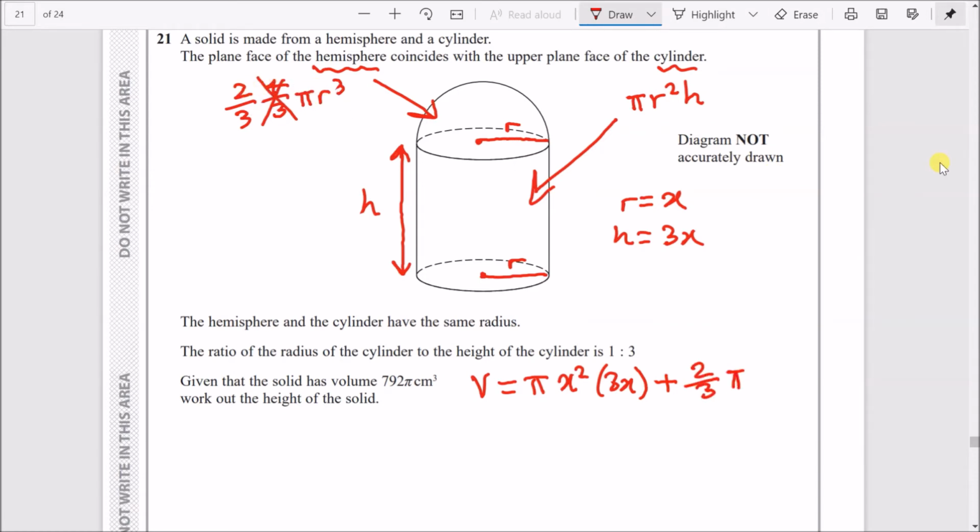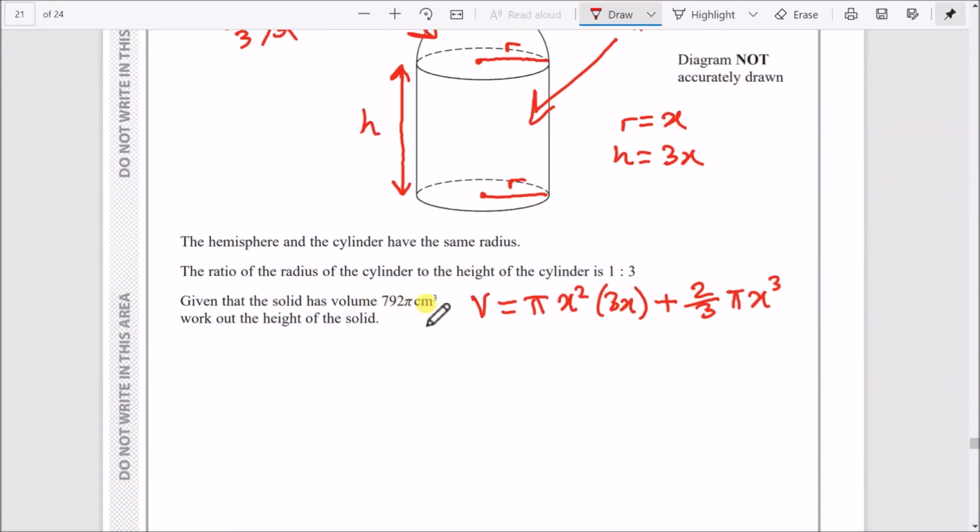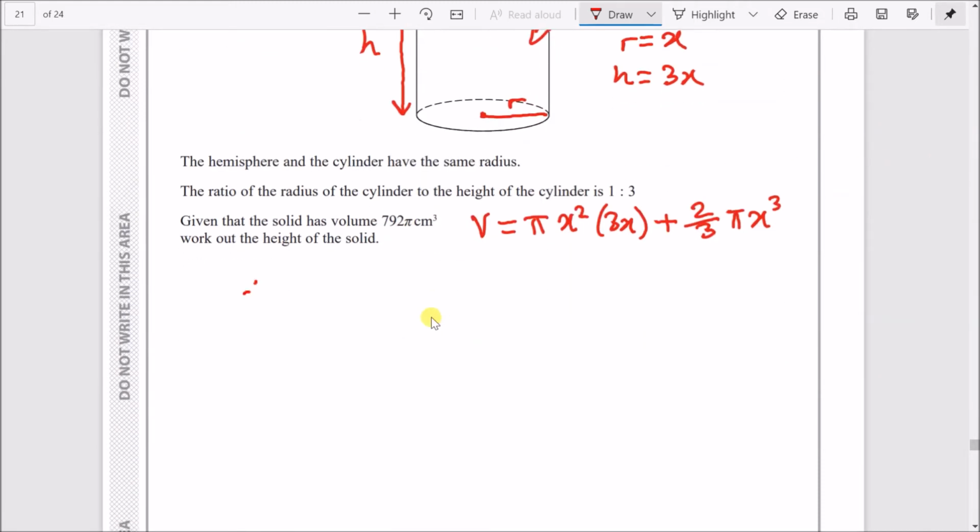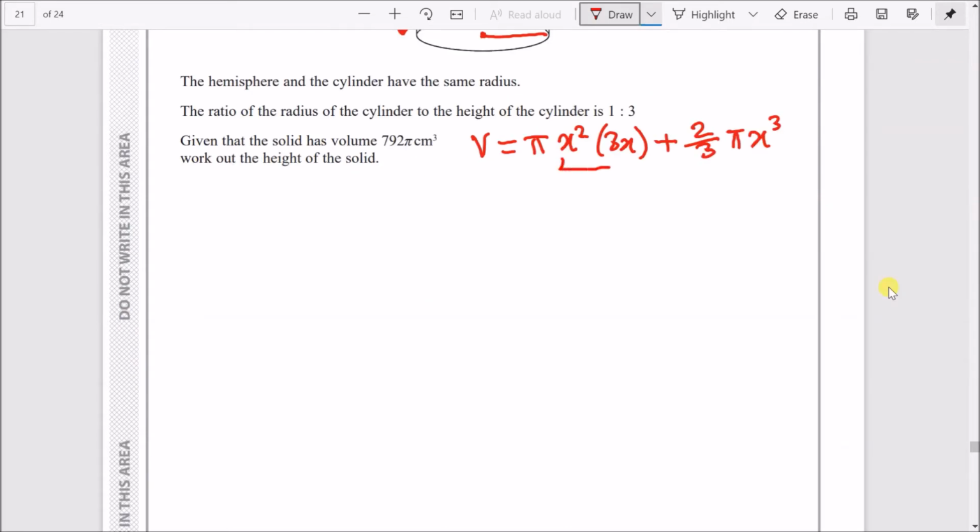2/3 pi x cubed. And all of that's supposed to equal 792 pi. But we'll get to that in a second. Now, if we multiply this term out and replace the volume with 792 pi, we now have 792 pi equals pi times x squared times 3x. That's just going to give us 3x cubed pi, plus 2/3 pi x cubed.